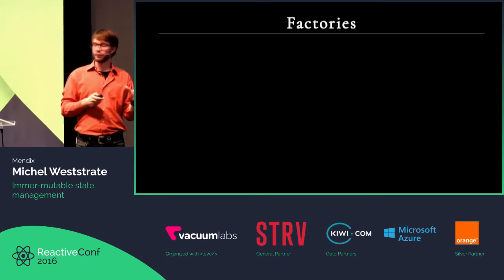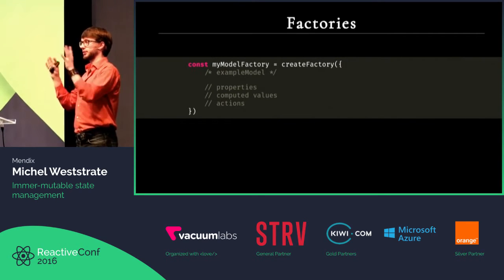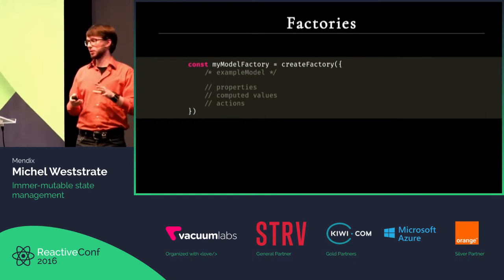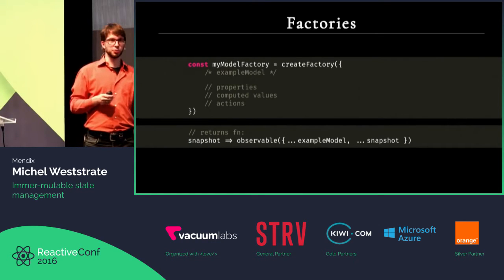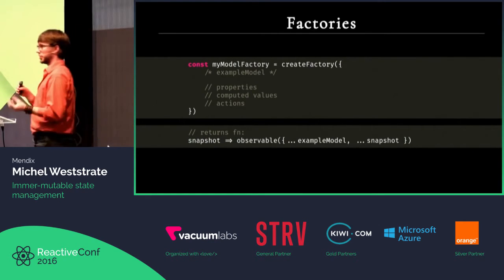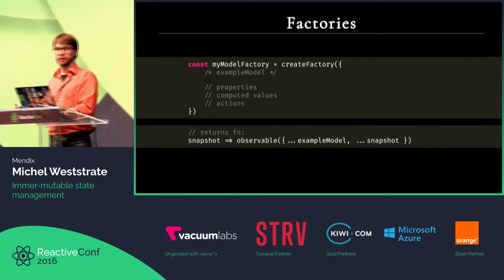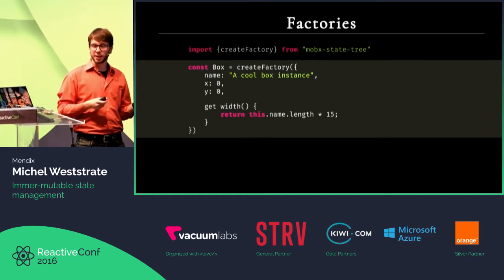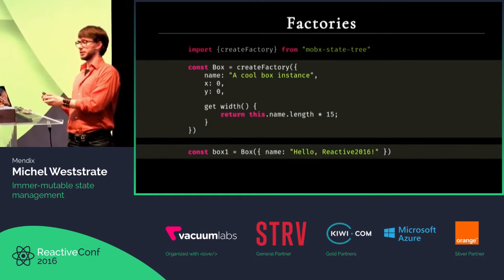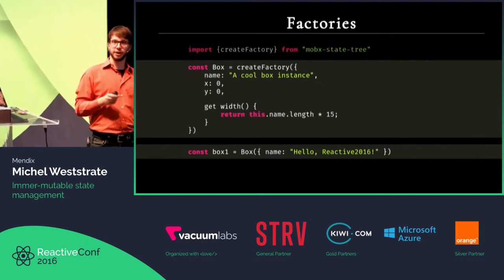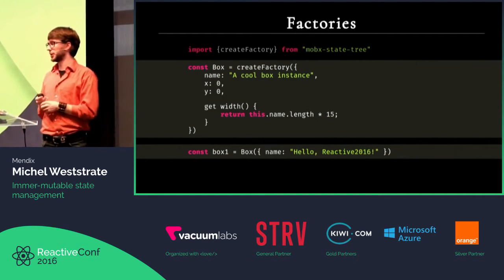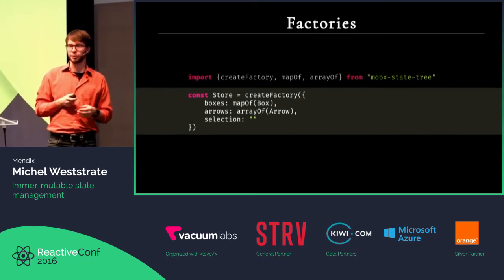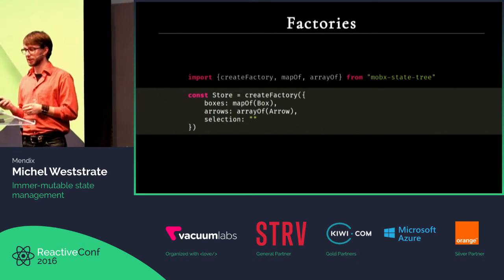And so those models are created using factories. And a factory just takes an example model, an example to-do, and every time you need a new instance, it just copies this object and mixes in the snapshots you provide. So this allows you to go back from snapshots to objects that have computed values, methods, and all those kind of things. So here's a factory that creates a box, and after that we can just invoke that function we get from the factory with a partial or a complete snapshot, and we get back a model instance. And the same for the store, where we can define that we want to use collections.